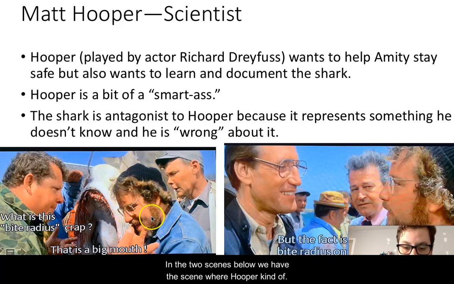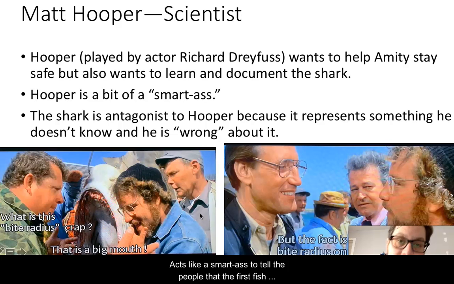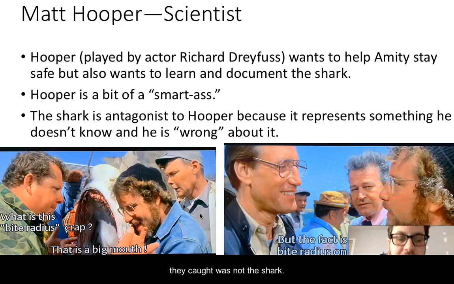In the two scenes below, we have the scene where Hooper acts like a smartass to tell the people that the first fish they caught was not the shark, right? As he says, examining the bite radius.